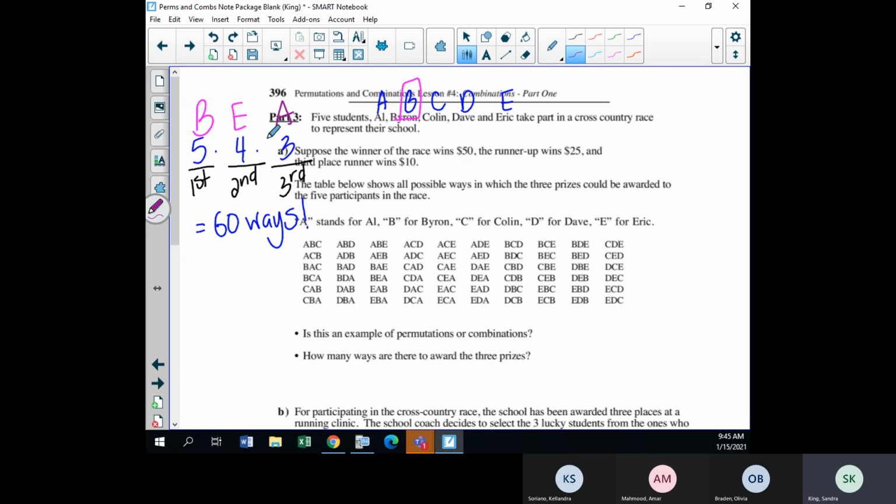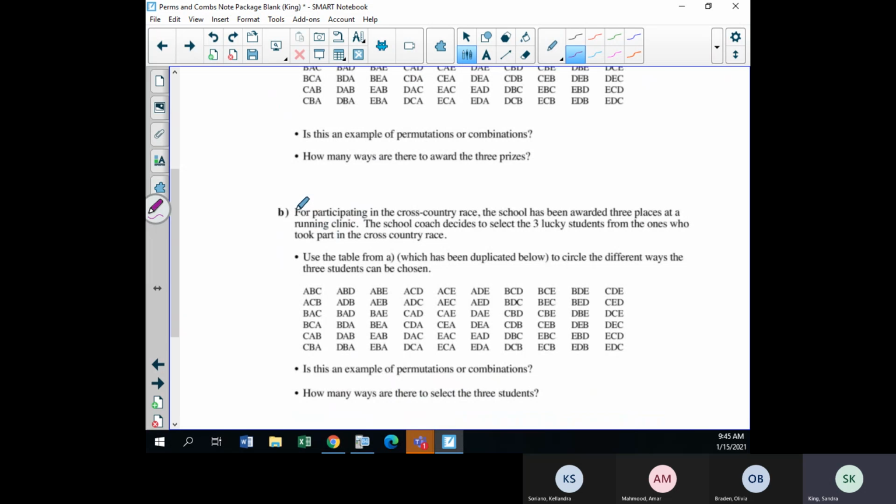Now, how could I change this to where order doesn't matter? How could I do a race question where order doesn't matter? That is B. So let's look at an example for B, where the order doesn't matter. For participating in a cross-country race, the school has been awarded 3 places at a running clinic. The school coach decides to select 3 lucky students from the 5 who took part in a race.